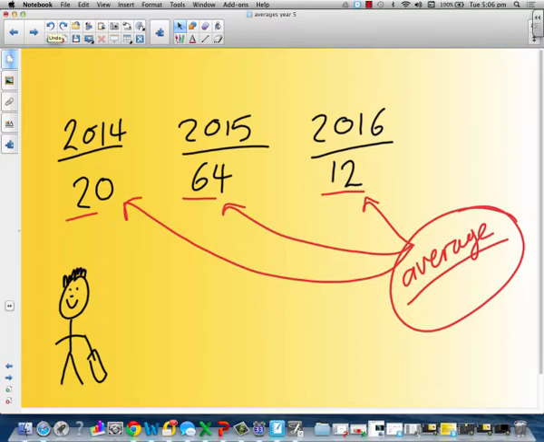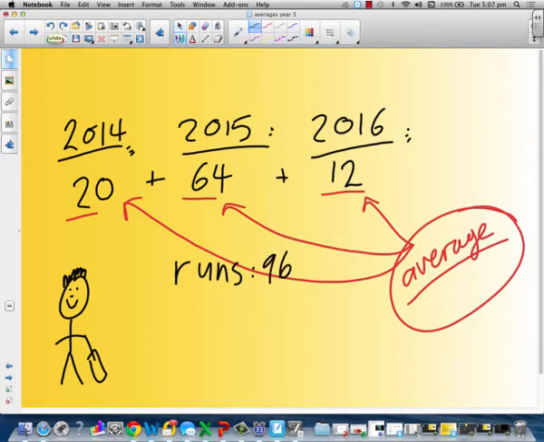I could tell you that he scored 20 runs and 64 runs and 12 runs and so on if I needed, but I just want to give you one number. It makes it simple. So let's work out his average run rate per year. To do that, we've got to add up his total runs. What was Fred's total runs? That's 20 plus 64 plus 12, and that's 96. So he got 96 runs, but that's over 3 years, isn't it?